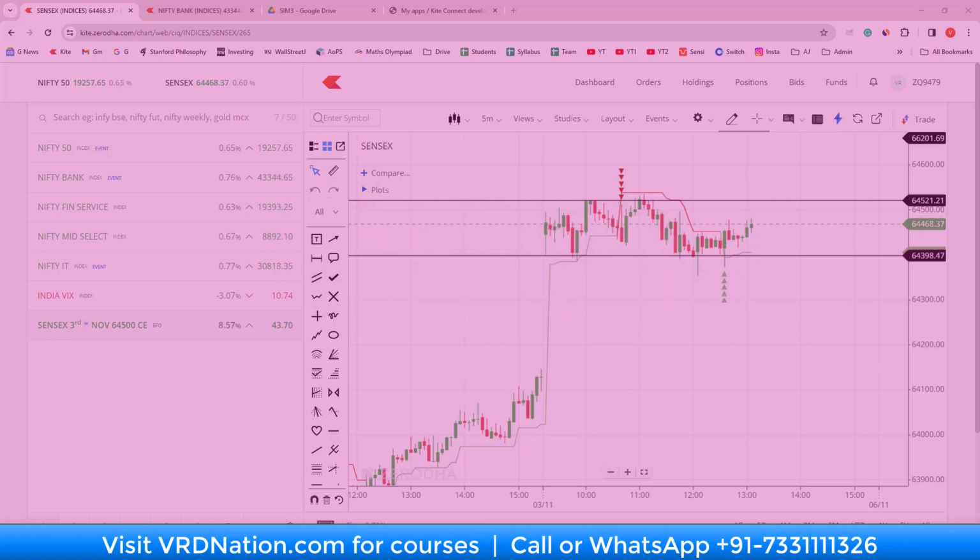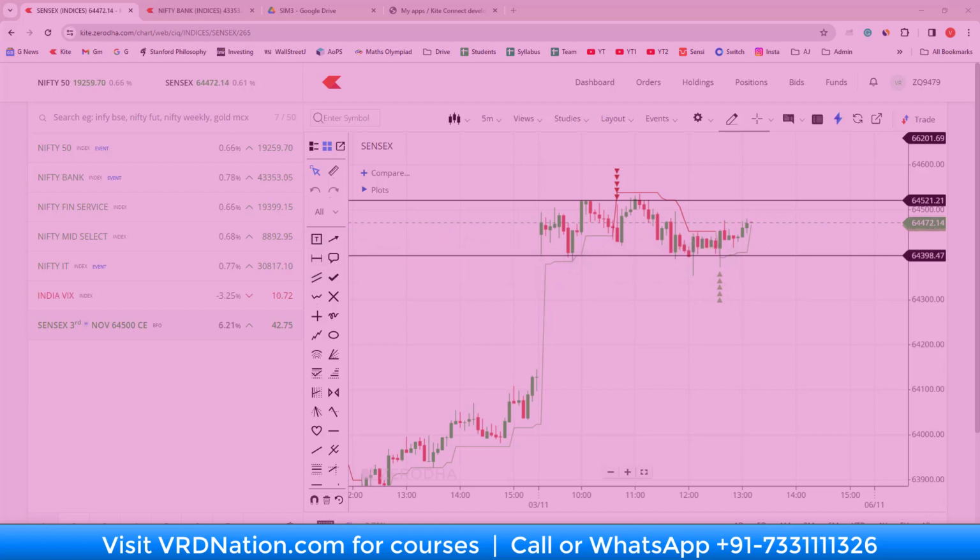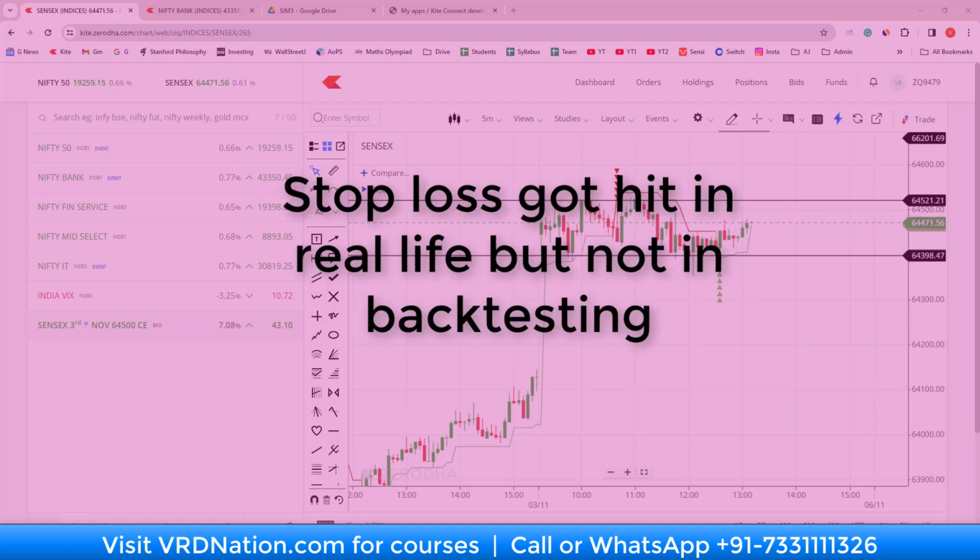Most of these websites are running on 1 minute granularity. That means the OHLC data that you see, open, high, low and close, is for 1 minute of data. Now, if you have ever traded in options, you would know that option prices can fluctuate significantly within 1 minute. So it is quite possible that in real life, option prices fluctuated enough that your stop losses got hit, but in backtesting that will not happen. And hence the backtested results will look much better than the real life results.